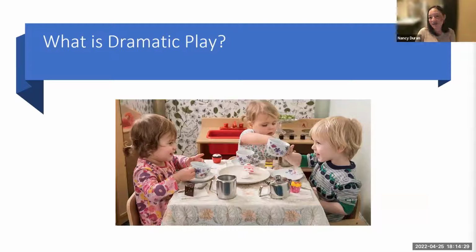So here, what is dramatic play? I know we shared what we have engaged in, but when the term dramatic play comes to you, feel free to either unmute and share, or you could add it in the chat box. Or when you see this image in front of you, which is a dramatic play outcome, what is dramatic play? Maria?